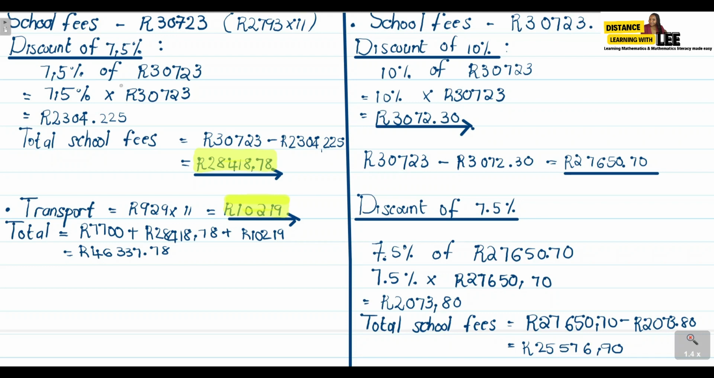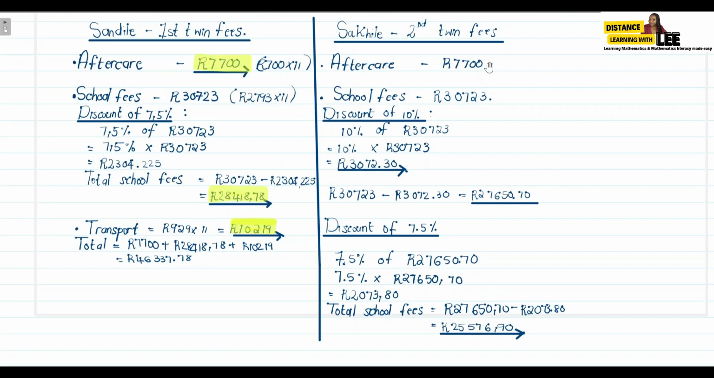Meaning that the second twin pays 25,576.90. Okay, so I'm just going to repeat what we did for the second twin. We obviously calculate the aftercare that the second twin pays, which is 7,700. We are fine with that. Then we already know that the second twin also pays school fees for 30,723.